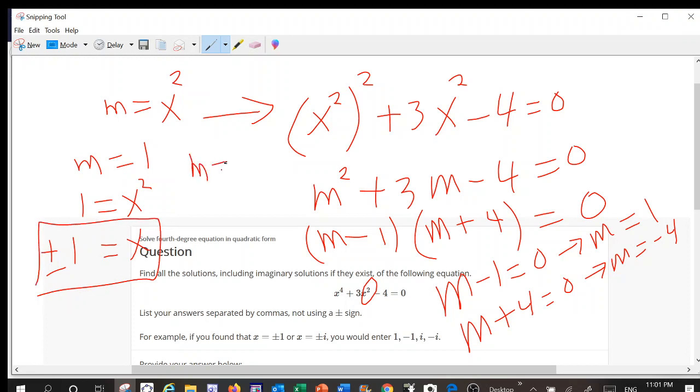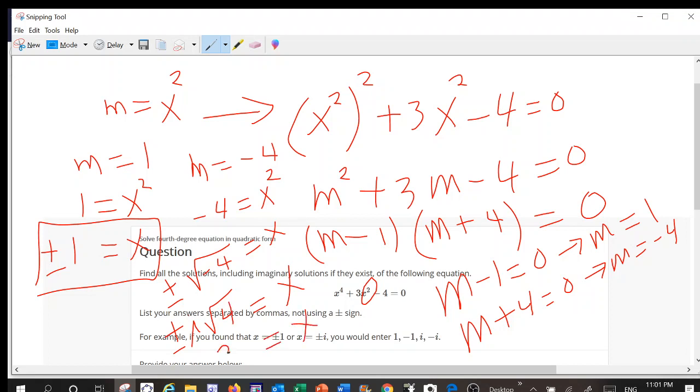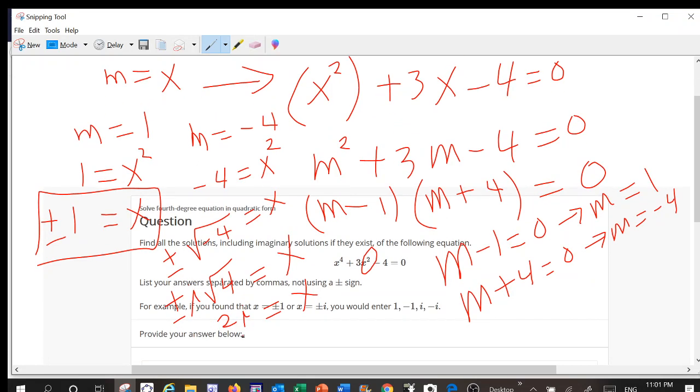What if m is negative 4? If m is negative 4, that means negative 4 has to equal x squared. If you take the square root of both sides, we get plus and minus the square root of negative 4 equals x. But we know how to deal with that. The negative comes out as i, and the square root of 4, of course, is 2. So x is 2i, and then plus and minus, right? So plus and minus 2i.